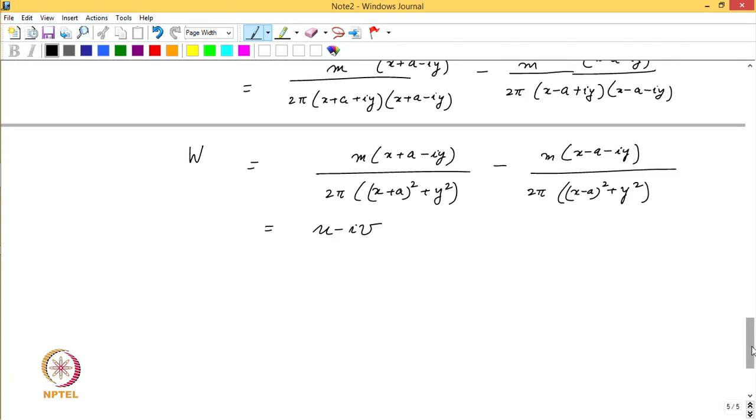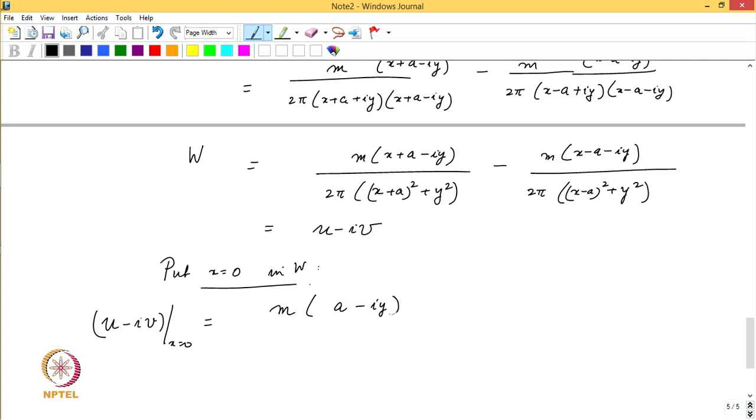So, let us put x equal to 0 in w. What we will get is u minus i v at x equal to 0, which will be m times (a minus i y) in the numerator, over 2 pi times (a squared plus y squared), and then minus m times (minus a minus i y), so let me just add this, this will be a plus i y, over 2 pi times (a squared plus y squared).